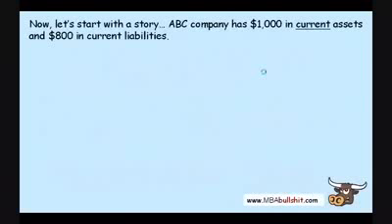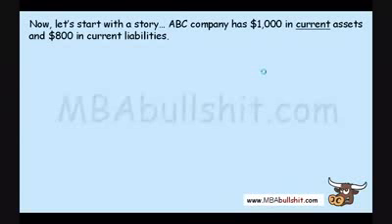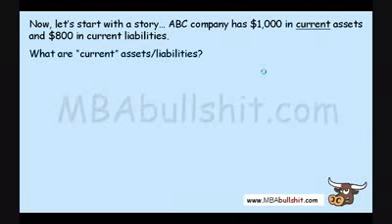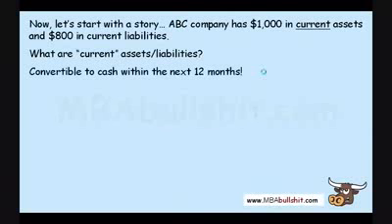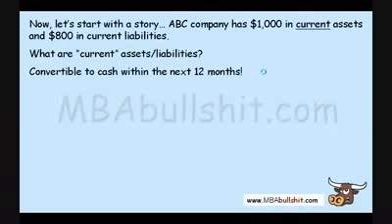Let's start with the story. Let's say that ABC Company has $1,000 in current assets, not $1,000 in assets, $1,000 in current assets, and $800 in current liabilities. Just a reminder, what are current assets and liabilities? These are assets or liabilities which will turn into cash within the next 12 months. If it's a current liability, it needs to be paid within the next 12 months. Current assets are assets which you can easily convert into cash within the next 12 months.